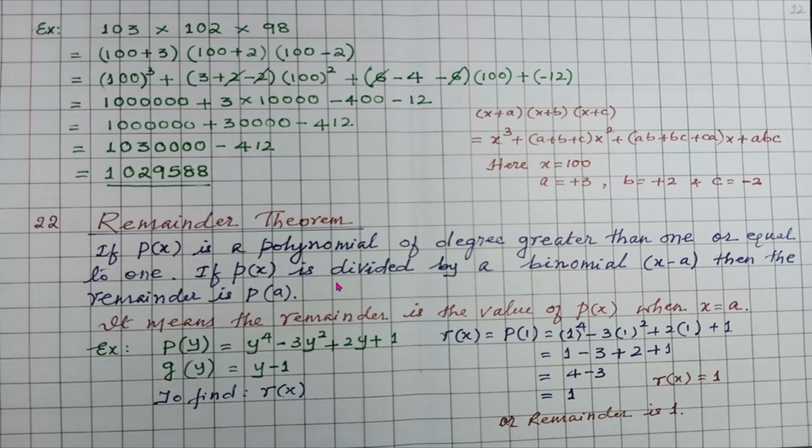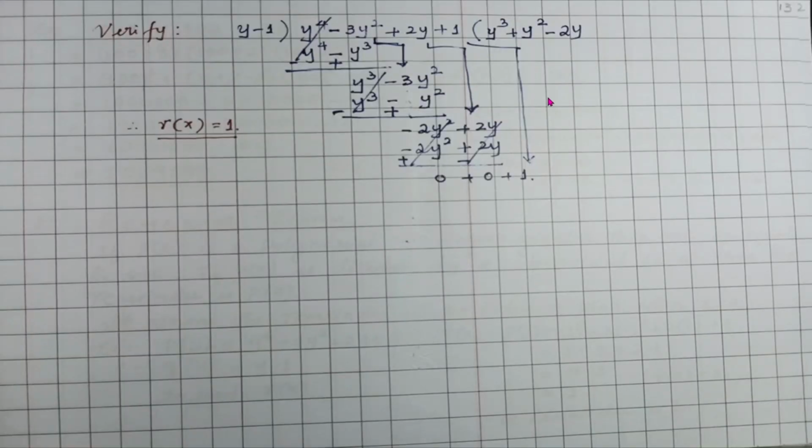So please remember that. The remainder theorem is a very important theorem which can be used to divide a polynomial by a binomial of the form x minus a, so that the remainder will be p of a. Now let us see whether this is correct by the long division method. So let us go by the long division method.